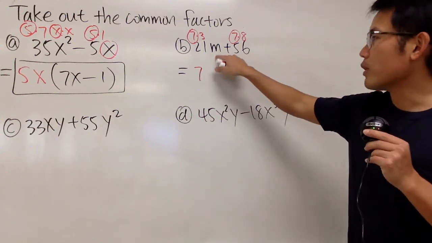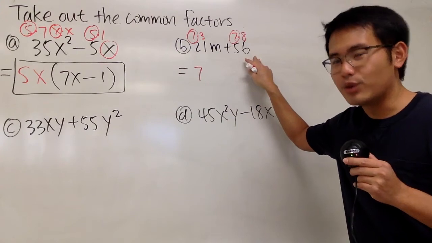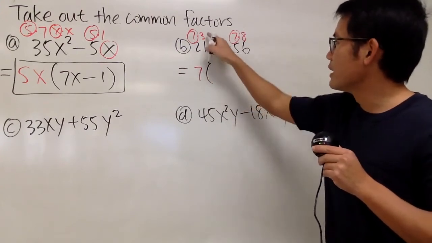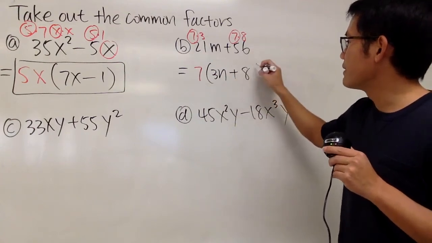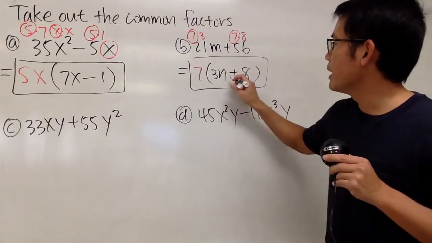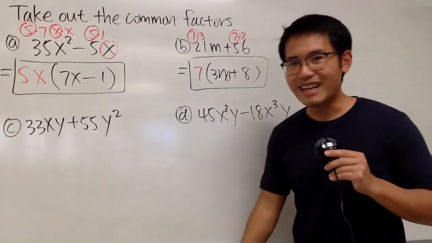And for the variable part though, this one has m, this one does not. So we cannot do anything with the variable. So finally, here we have 3m left and then plus the 8 left, like this. So finally, we get 7 times 3m plus 8, just like that.